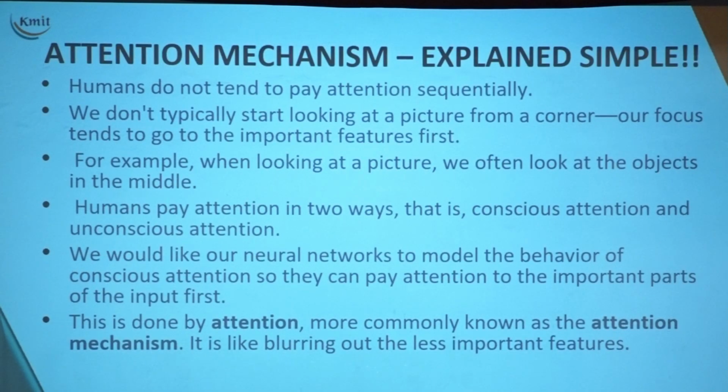We would like our neural network to model the behavior of conscious attention so that it can pay attention to the important part of the input first. Rather than going sequentially, we want to attain parallelism in our mechanism and focus on something relevant. This is done by what is more commonly known as the attention mechanism, where you blur out the features that are less relevant, figure out what is more important, and pay attention to that. Clear enough with the attention mechanism, guys?